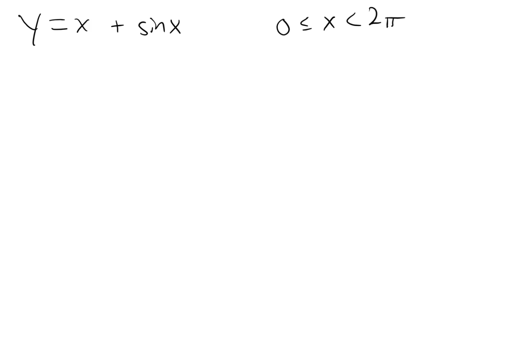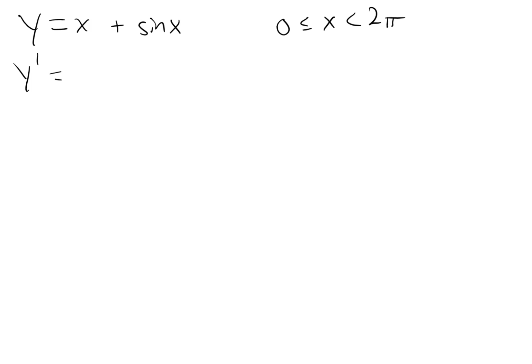Determine the points, if any, at which the graph of the function has a horizontal tangent line. Okay, so to have a horizontal line, we need a slope of 0, and the slope of the tangent line will be the derivative of this function at that point. So let's start off by finding the derivative.